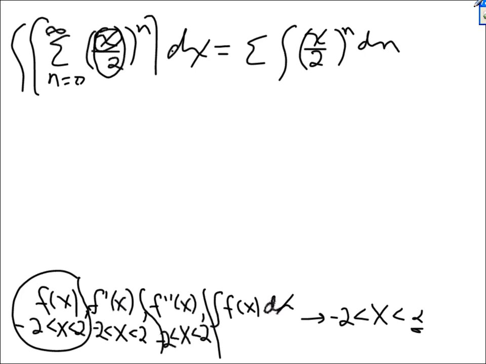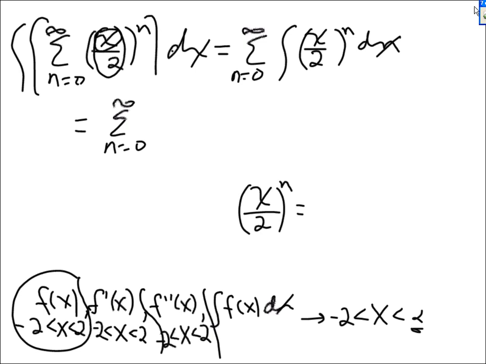Dx, here it's dx, of course. n goes from 0 to infinity. That's why you can go in front, because the integral signs have nothing to do with the n's. So this becomes the summation as n goes from 0 to infinity. Remember, x over 2 to the n is x to the n over 2 to the n. So in fact, you can even factor out in front of the integral sign the 1 over 2 to the n. It had nothing to do with x's.